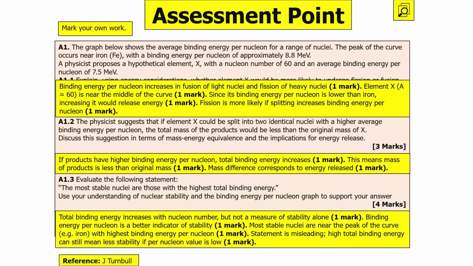Finally, the total binding energy increases with nucleon number, but it's not a measure of stability alone. The binding energy per nucleon is a better indicator of stability. The most stable nuclei are near the peak of the curve, with the highest binding energy per nucleon. So this statement is misleading. The higher total binding energy can mean less stability if the per nucleon value is low.